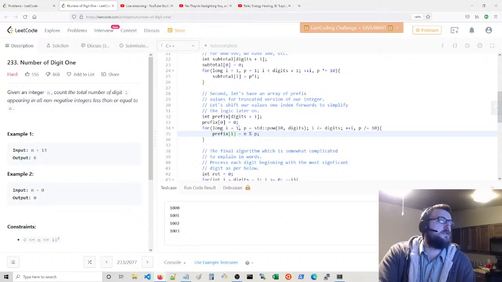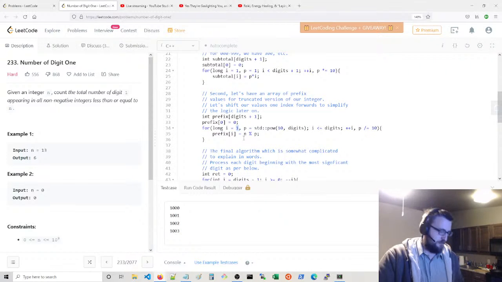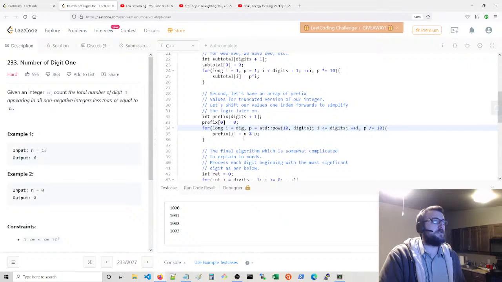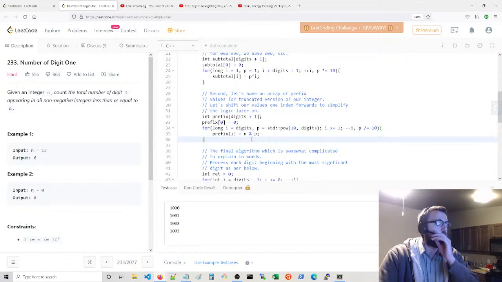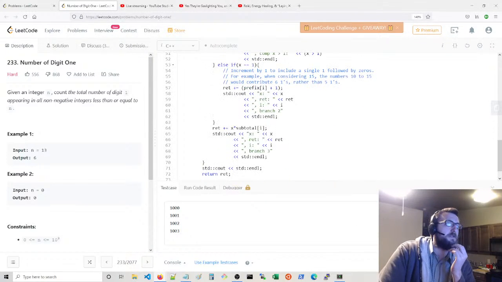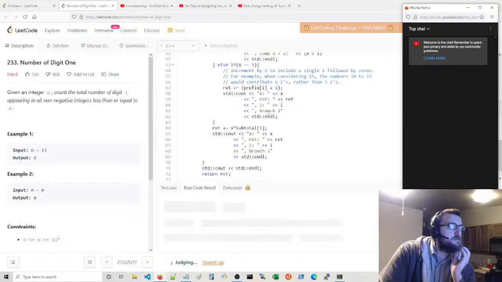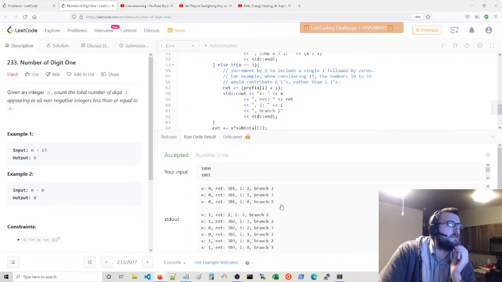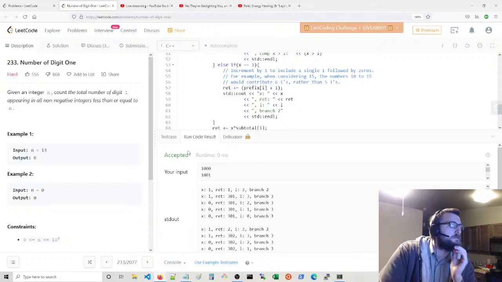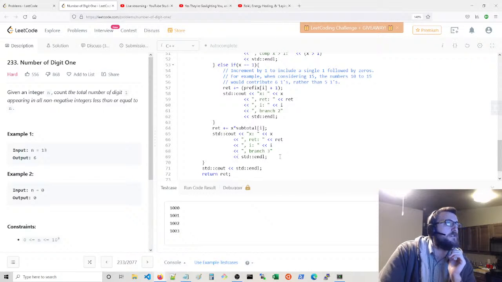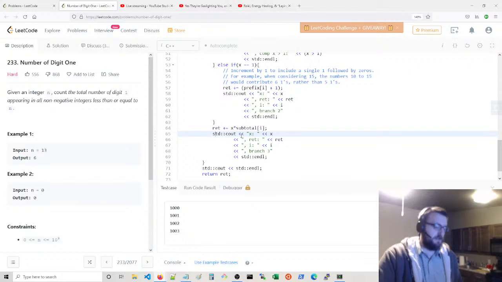So we'd actually go from digits to greater than or equal to 1, or greater than or equal to 0. Yeah, greater than or equal to 1, I think. And decrement i. That would give you the right prefixes now. There we go. That's what we're looking for. And we can probably comment these out now.